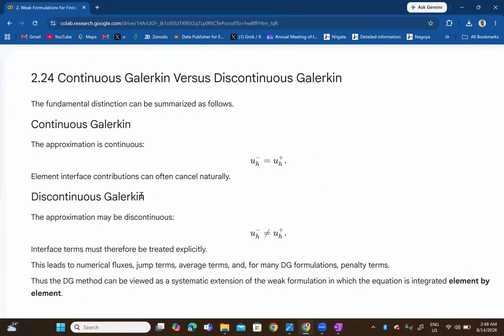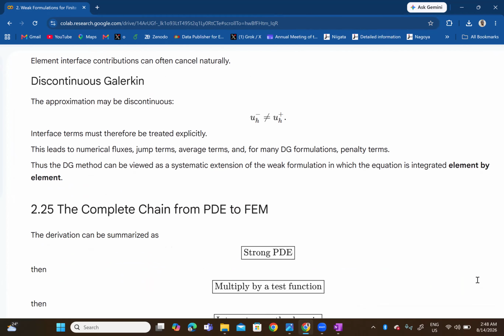But for discontinuous Galerkin, the approximation may be discontinuous, where u_h minus is not equal to u_h plus. So interface terms must therefore be treated explicitly. This leads to numerical fluxes, jump terms, average terms, and for many discontinuous Galerkin formulations, we have penalty terms. Thus the discontinuous Galerkin method can be viewed as a systematic extension of the weak formulation in which the equation is integrated element by element.